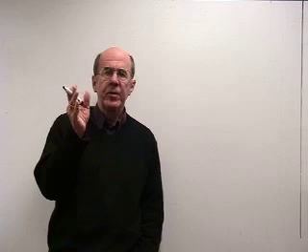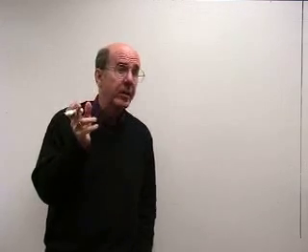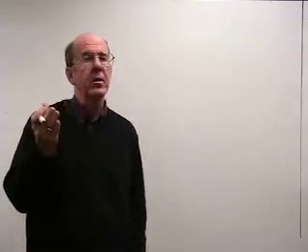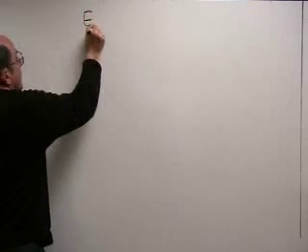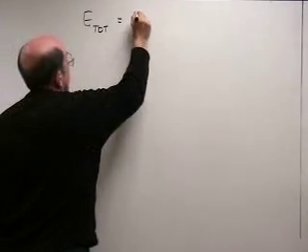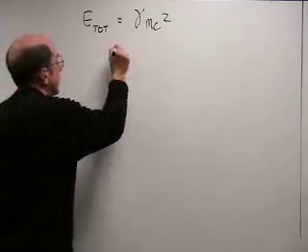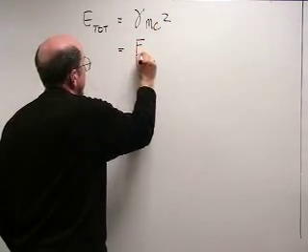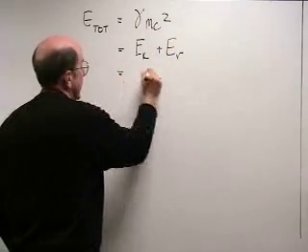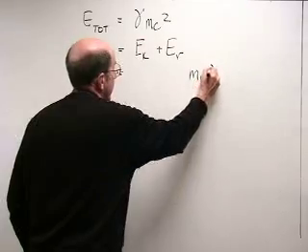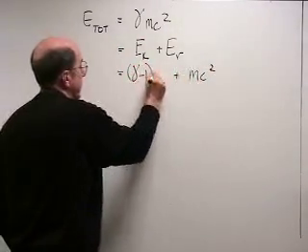Today, in the last class, we talked about energy and how we have kinetic energy and rest mass energy. Remember that energy is the total energy of an object. E total is equal to gamma mc squared, and we can divide that into two parts: a kinetic energy plus a rest energy. The rest energy is equal to mc squared, and the kinetic energy is equal to gamma minus 1 times mc squared.